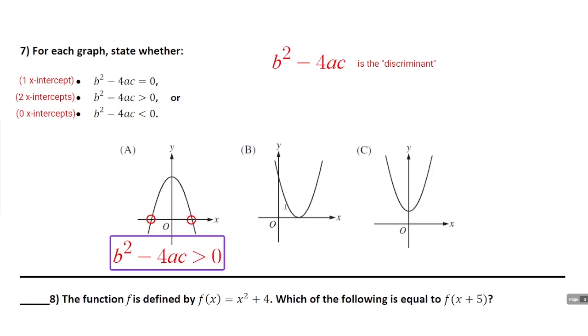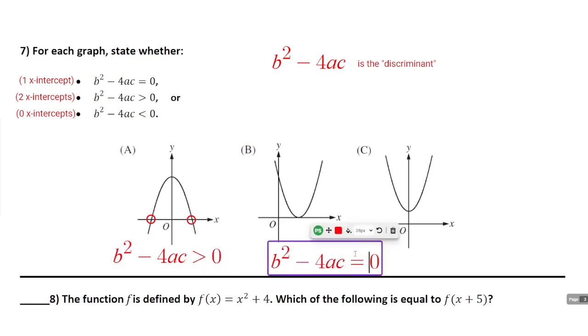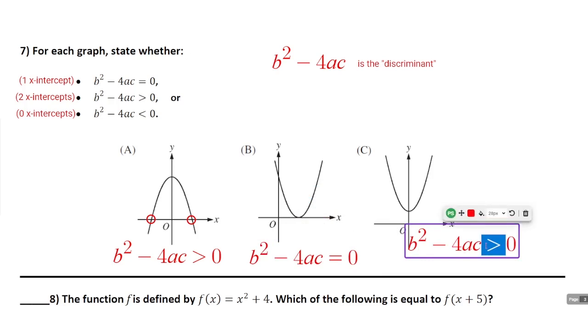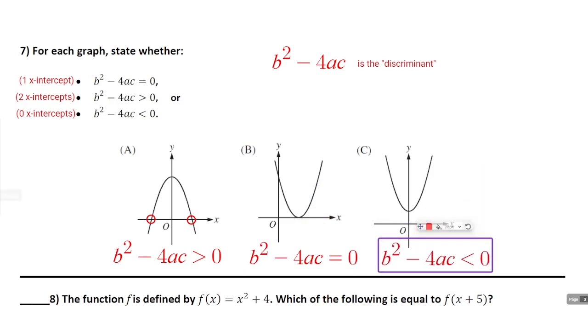For part B, there's only 1 x-intercept, so that means that the discriminant equals 0. And for part C, there's no x-intercepts, so that means that the discriminant must be negative. And so those are all your answers for number 7 here.